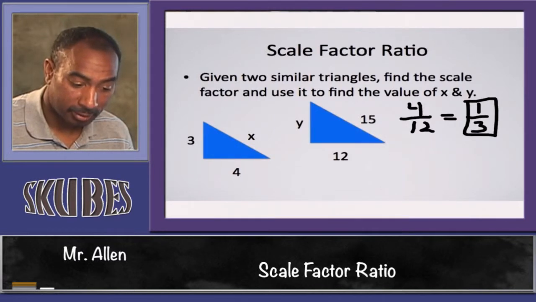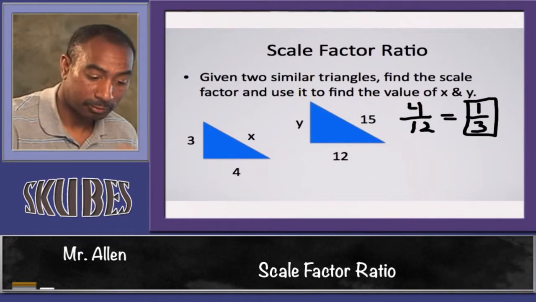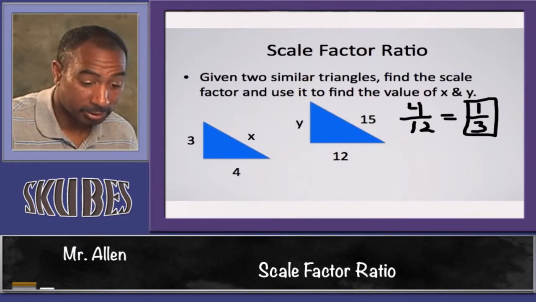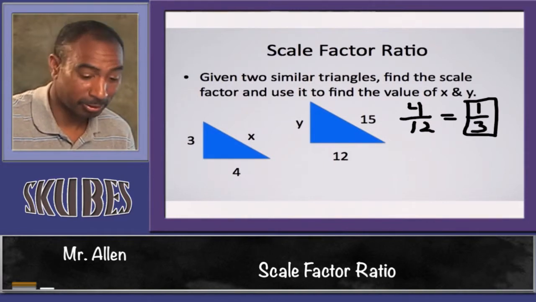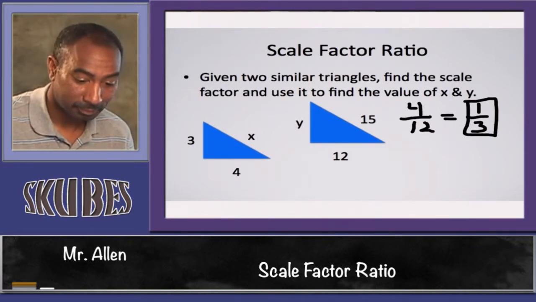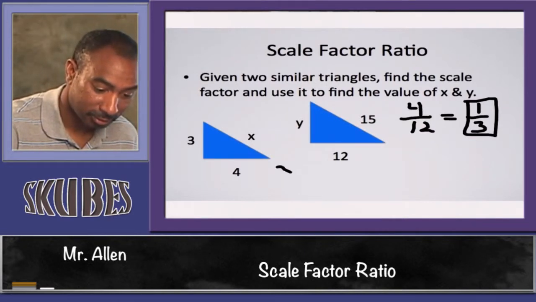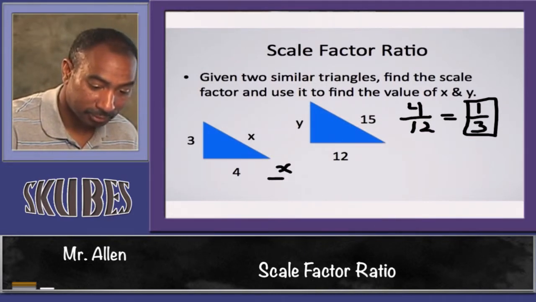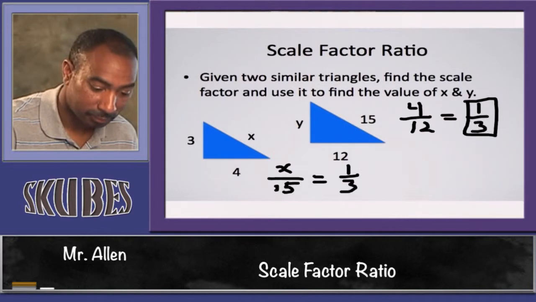So I'm going to use that. I can set up a proportion to figure out the missing sides. So for example, this is x. Remember, it's important to go from small to large, or if you start that way, stay that way. Or you can go from large to small. But I start at small to large. So I'm going to start here. I'm going to say x is to 15. And I set it equal to my scale factor 1 to 3.